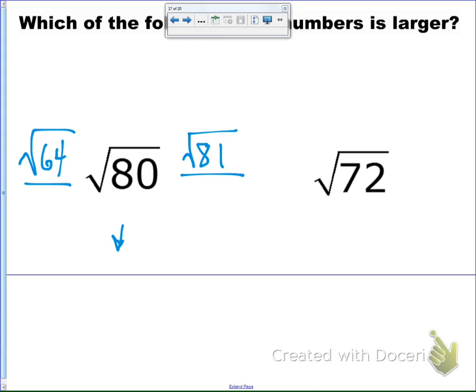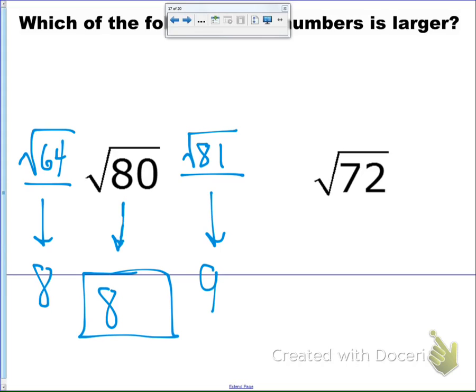Now, I want to find the root of 80, so I'm going to need to find the roots of these and see what I'm going to be working with. Well, we said the square root of 64 is 8, the square root of 81 is 9, so I know that the square root of 80 has to be 8 and something. 8 point something, or 8 and a fraction. Well, there's a way that we can look at our perfect squares and figure out what that's going to be.